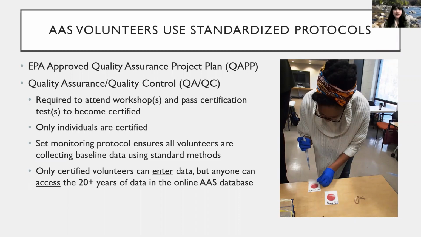Only individuals are certified. This means that if a teacher gets their certification, then only the teacher has the certification. The whole class, the students, are not certified because it only goes to the person who attended the workshop and passed the certification exam.